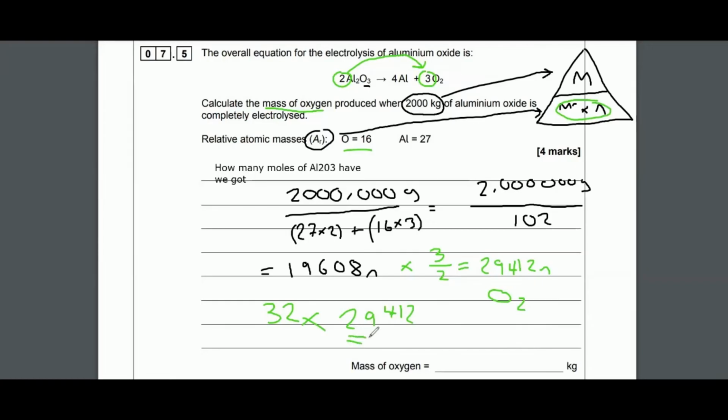So now I want to work out the mass of oxygen. I need to do the MR times the moles of oxygen. So 32, because there's 2 times 16 for the MR of oxygen, 32 times the moles, 29,412. I get 941,184 grams. Because the unit's kilograms, I need to divide by 1,000. So I end up with 941.184 kilograms. And that is the mass of oxygen that will be released when 2,000 kilograms of aluminium oxide are completely electrolyzed. And there we go. Awesome.